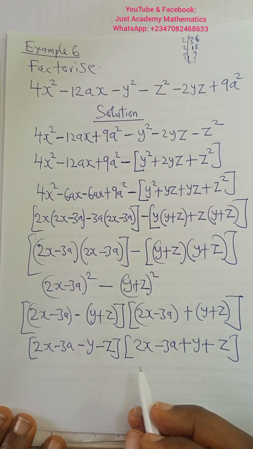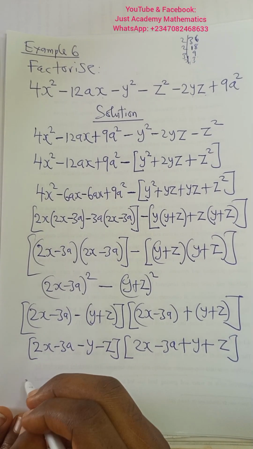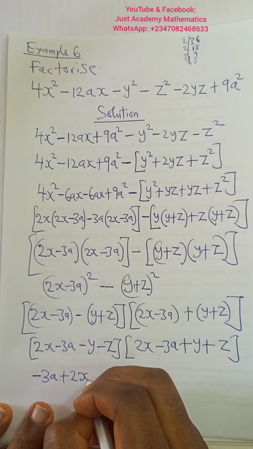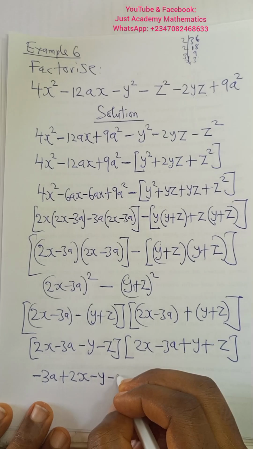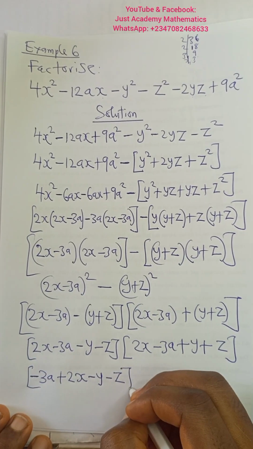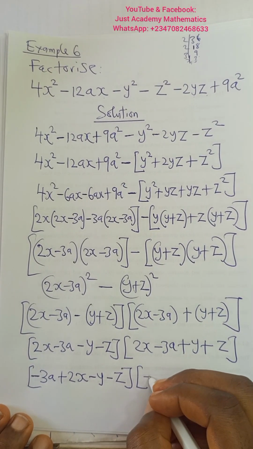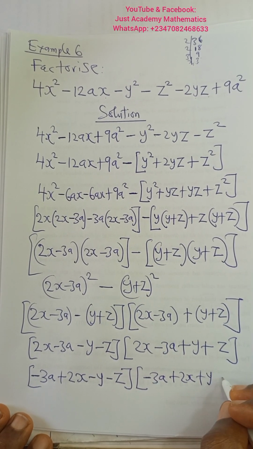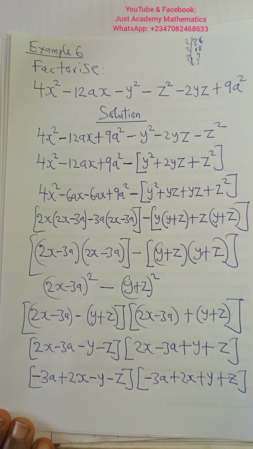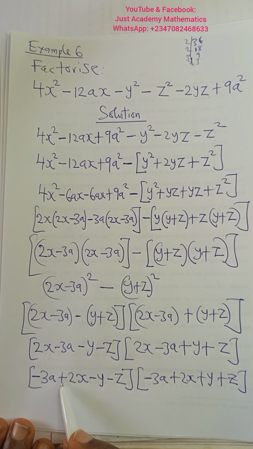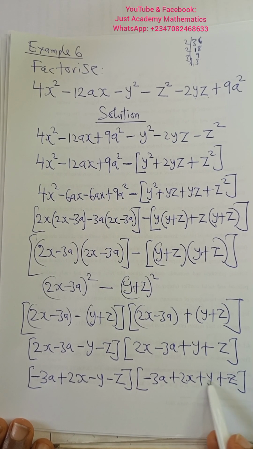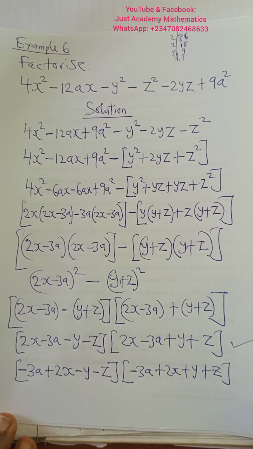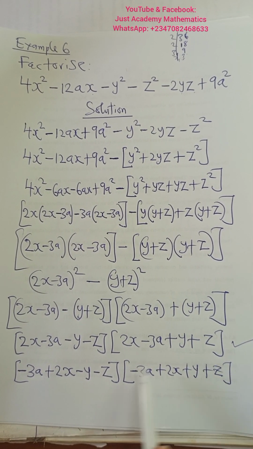But if we choose to rearrange it alphabetically, we can say minus 3A plus 2X minus Y minus Z times minus 3A plus 2X plus Y plus Z is all correct. Or you can bring out the minus, which will affect everything here. But from here, this is correct anyway. This is also correct. It all depends on the option. If you stop here, you are correct.